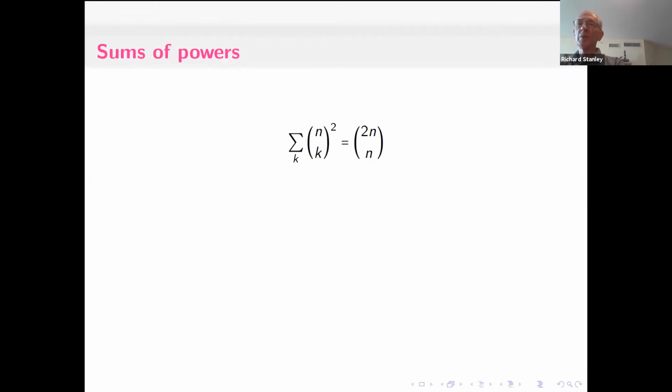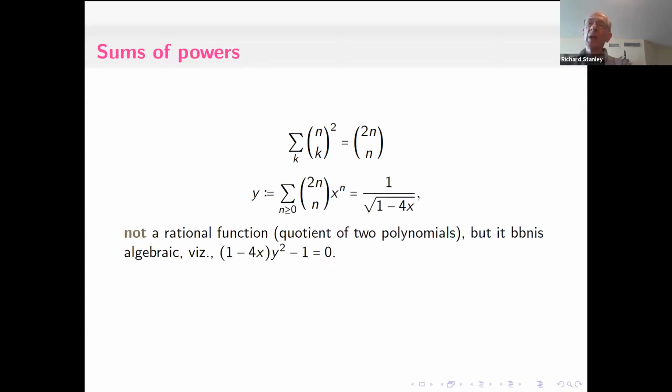We can ask for the sums of powers of the entries in row n. For instance, the sum over all k of n choose k squared is 2n choose n. Well, it's not the nicest possible function, which for me would mean that the generating function would be a rational function, a quotient of two polynomials. But it is algebraic. It does satisfy a polynomial equation whose coefficients are polynomials in x.